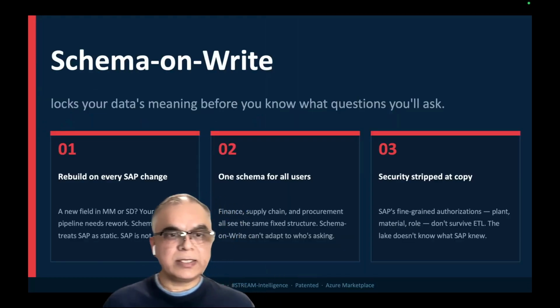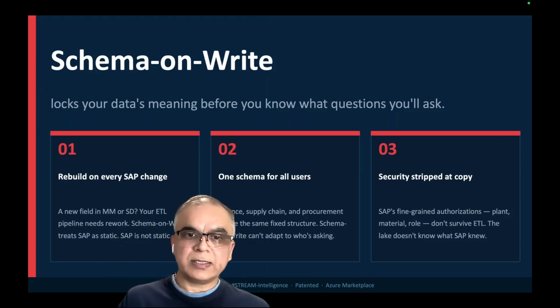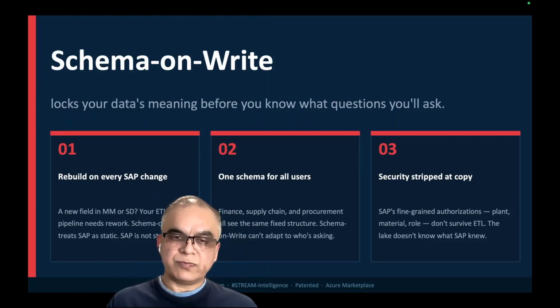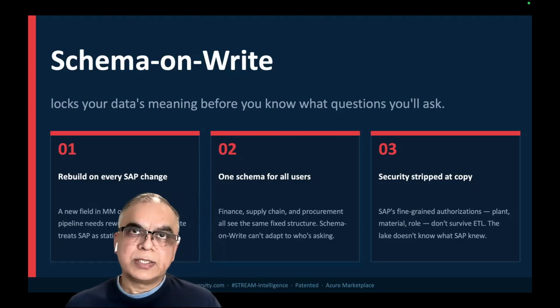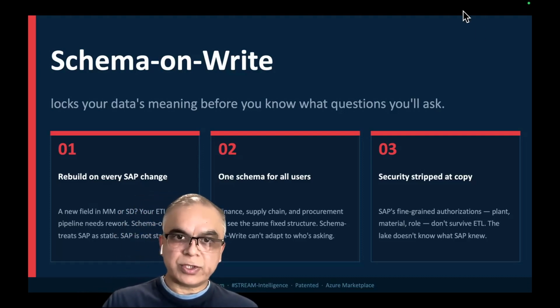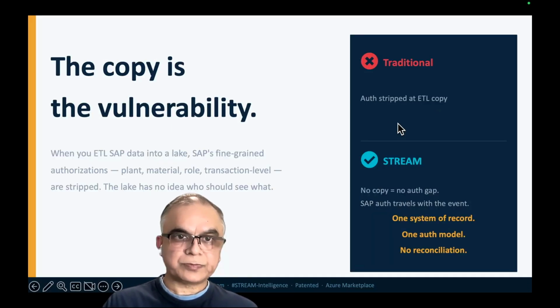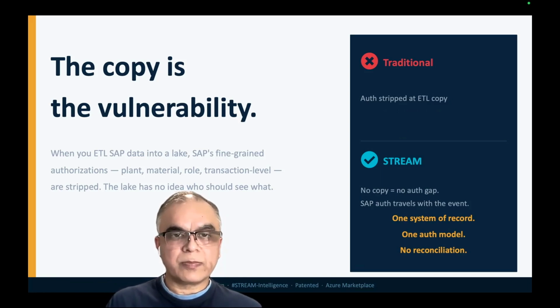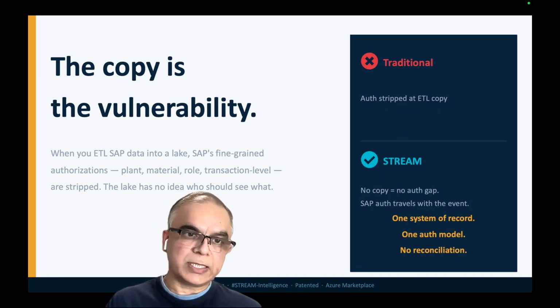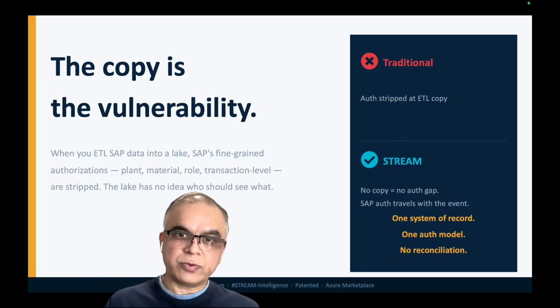Schema on write, the way it works, is you rebuild on every backend change, one schema which feeds all the users. And to me, the problematic one is that security gets stripped at the time of copy. You're dumping tables and stripping out all the security authorizations which are built in. So that's where the copy brings the vulnerability, and that's where you would have heard the zero replication approach. That's the direction a lot of technology companies are also taking.